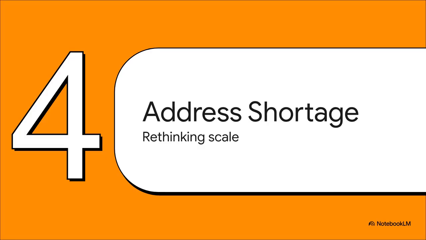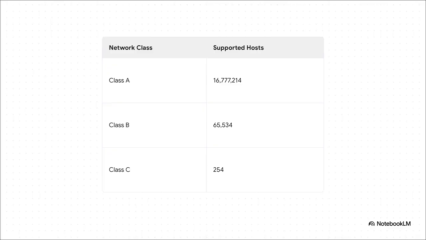Section 4. Solving the address shortage and rethinking internet scale. So, as the internet absolutely exploded in popularity, the original system for assigning these addresses ran into a huge logistical nightmare. Just look at the massive gaps in these early network classes. Think about it. If an organization needed to connect, say, 300 computers, a Class C network was just slightly too small since it maxed out at 254 hosts.